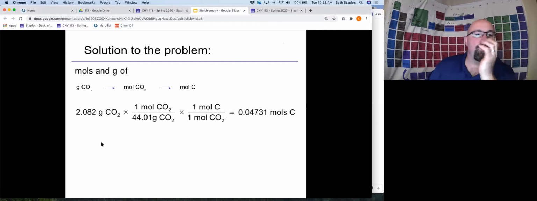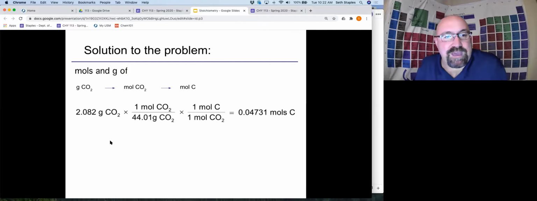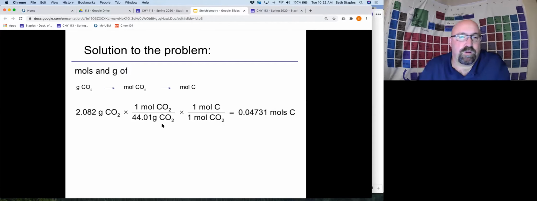So here we go. We measured that we actually produced 2.082 grams of CO2. We first convert that to moles of CO2 using our molar mass. We have 1 mole of carbon per every 1 mole of CO2. So that tells us that in the carbon dioxide that we produced, we had 0.04731 moles of carbon. That's an easy enough calculation.